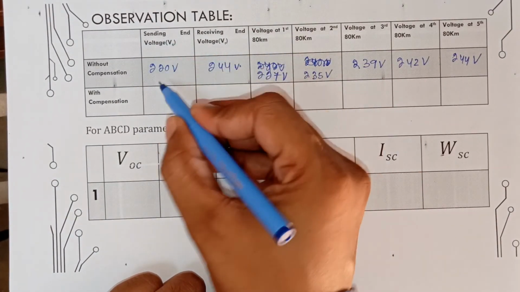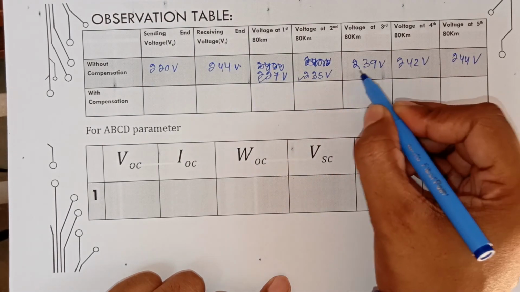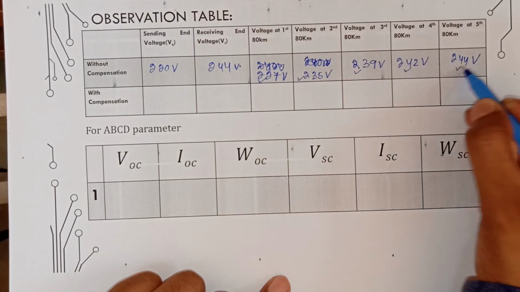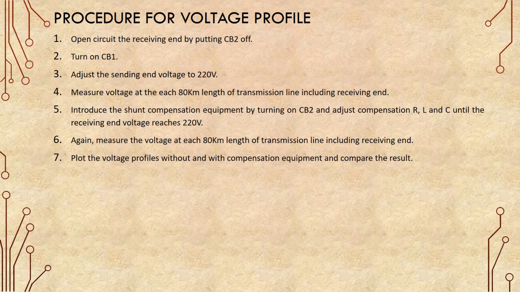220 at sending end, and first 80 km it is 227, next 80 235, 239, 242 and 244. So like this voltage is increasing. So now we will go for with compensation circuit. If we see the procedure, it says introduce the shunt compensation equipment by turning on CB2 and adjust the R, L and C until receiving end voltage reaches 220 volt.